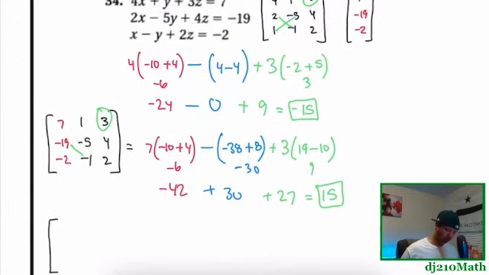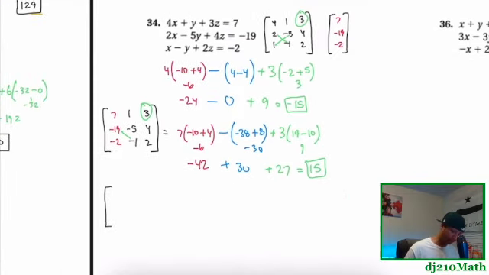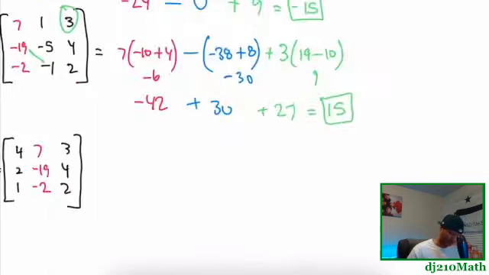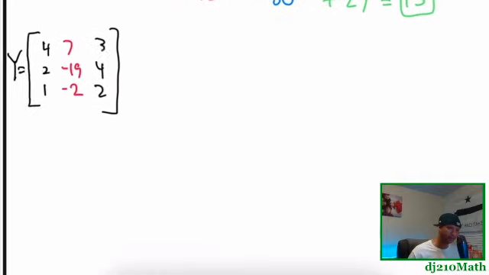All right, going back to the original, we got 4, 2, 1. Swapping out the Y row, 7, negative 19, negative 2, 3, 4, 2 for the 0. Okay, so this first one was capital X. Now we're doing capital Y. Okay, just so we can see it.